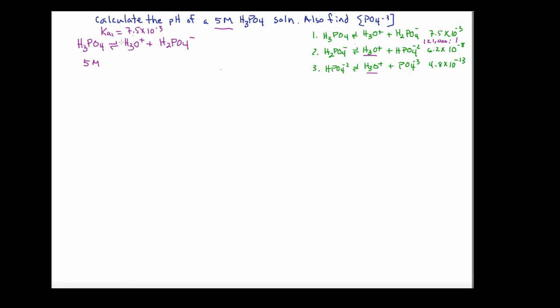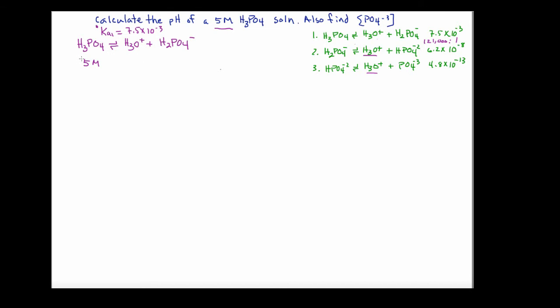The second thing, in terms of our calculations, is whether or not we're going to be able to neglect x. And there are 2 factors that come into that. The first is the size of the equilibrium constant, which in this case is around 10 to the minus 3. So actually we need to be careful here, because generally speaking, when we get up around 10 to the minus 3, we're in a situation where the percent ionization may surpass 5%.